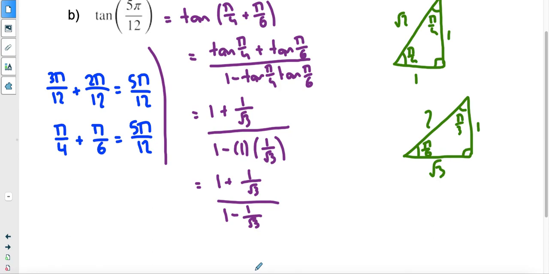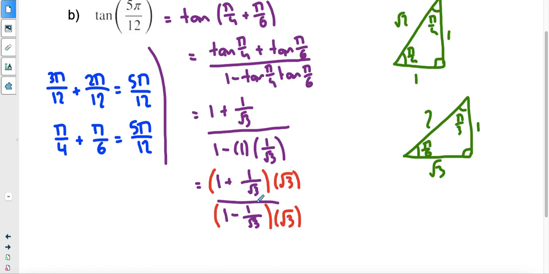So you'll notice, if you look at the fractions in both my numerator and denominator, they both have the fraction 1 over root 3. They both have a denominator of root 3. So what I could do to simplify this is multiply the top and bottom by the square root of 3, because if I do that, this will cancel out my denominator, root 3.